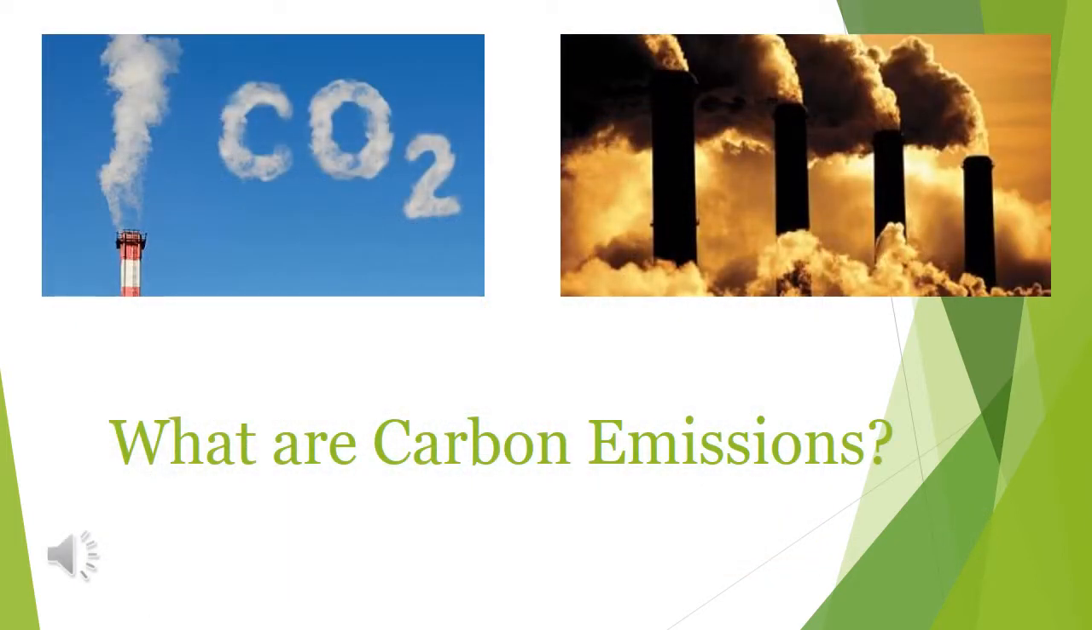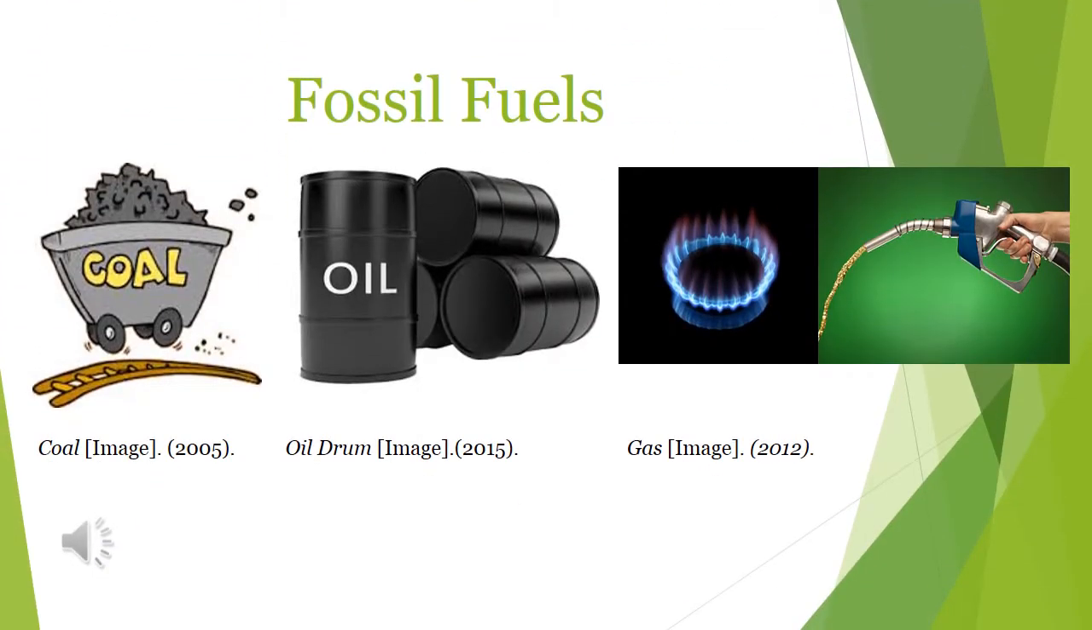To begin to understand the problem, it is first important to understand what carbon emissions actually are and how they are produced. So every time fossil fuels are burnt, such as coal, gas or oil, carbon dioxide is released into the atmosphere, and this becomes part of the natural cycle of carbon.